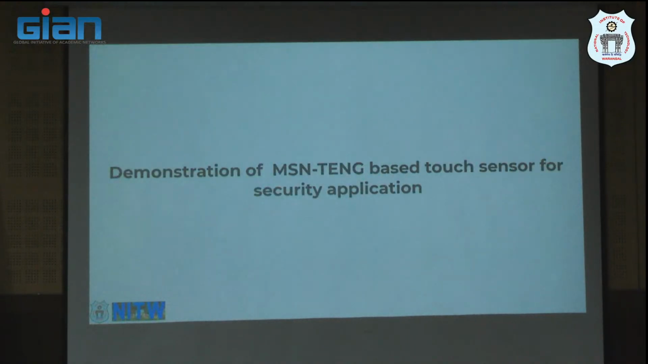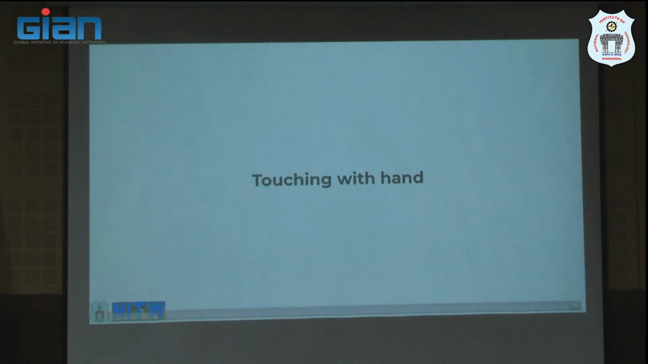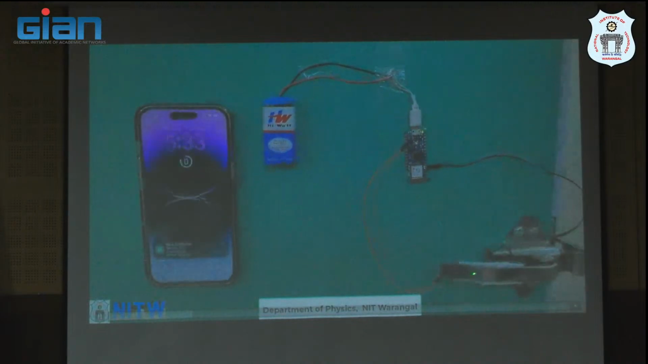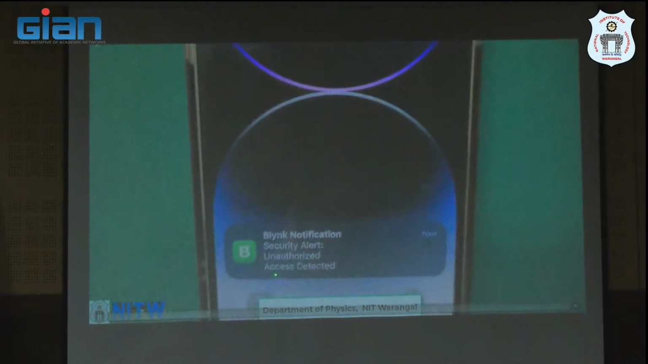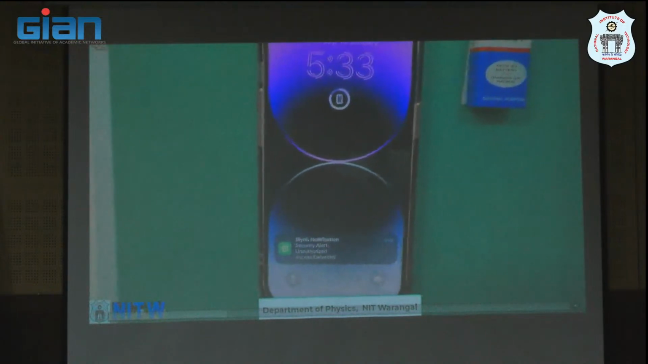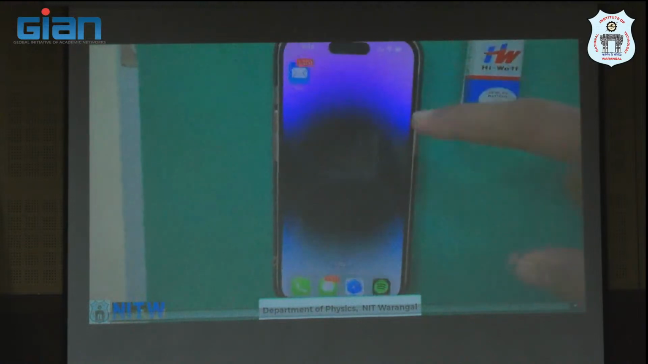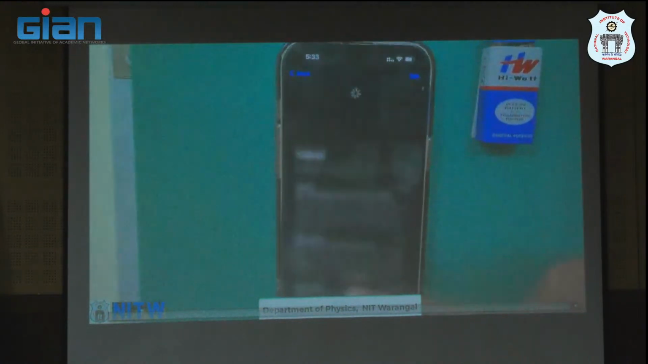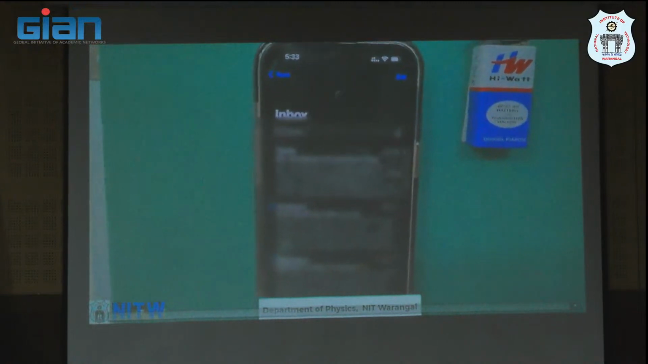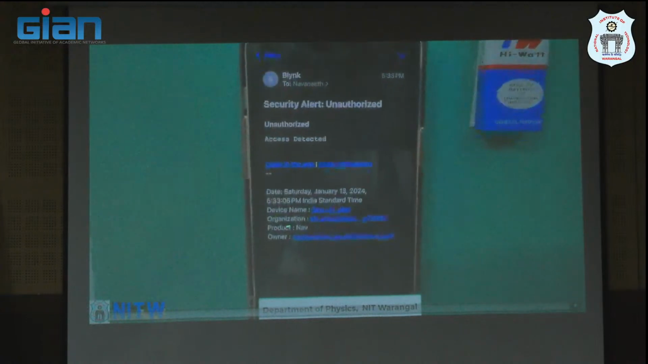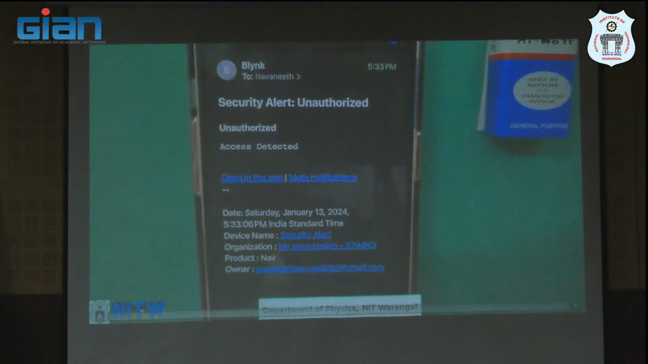You can see here. So we are touching with hand, we have attached it to a small wooden door. This is a wooden door. You can see the wooden door is adding a triboelectric layer here. Now the Blynk app will give you a message that some unauthorized access has taken place. And if you open the message, you can get the information about when the access was done, at what time, how many attempts have been made. Everything can be done with the Blynk Cloud app. It takes a few seconds, so you can see now it is received. Now you can see the time and date, everything is detected by the Arduino board.